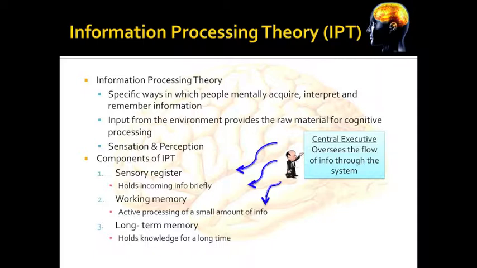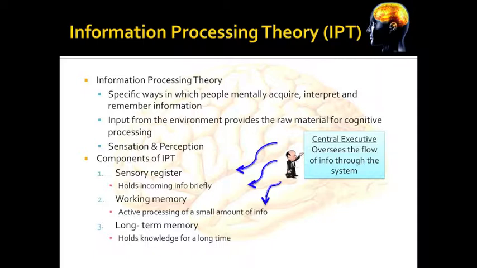The final piece is the long-term memory, and this is where you hold knowledge for a long time. So we save our memories. In the computer, you hit save and you can save all of the files that you're working on. So it's a good analogy here for the information processing theory to think about a computer system.